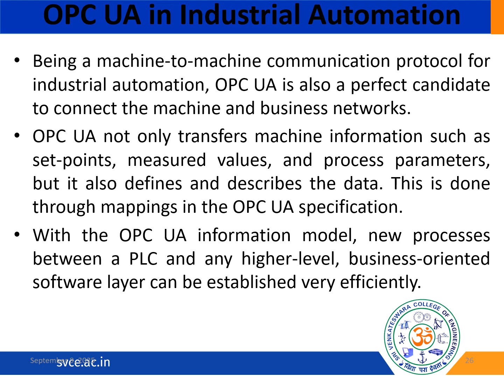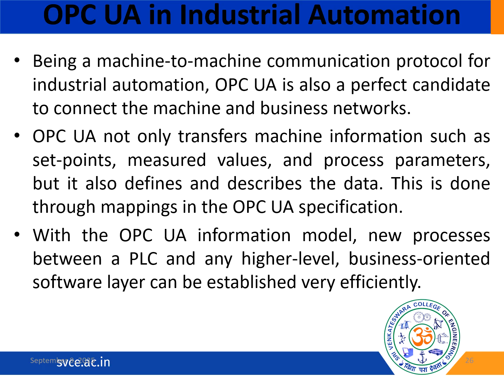So next we'll move on to OPC UA in industrial automation. Being a machine-to-machine communication protocol for industrial automation, it is a perfect candidate to connect the machine and the business networks. OPC UA also provides data exchange, which facilitates the transfer of critical machine data. So it has some set points, it also has some measured values and process parameters across the system. So based on that, data exchange is possible.